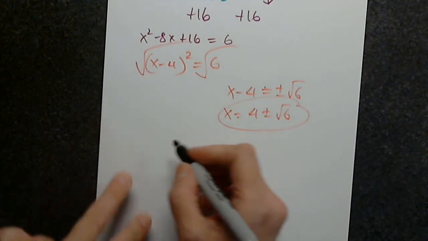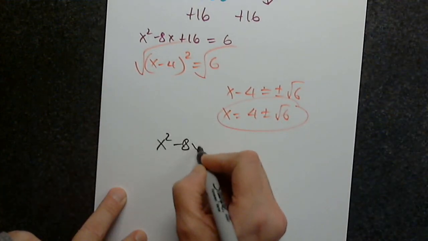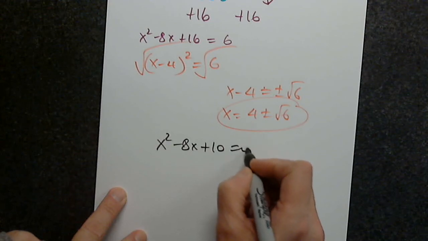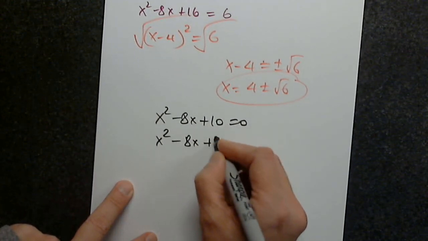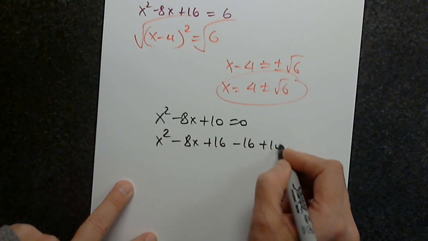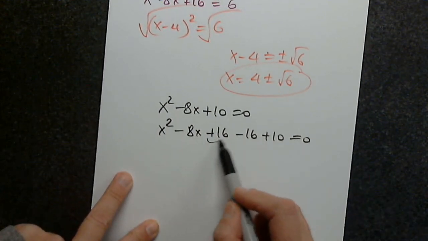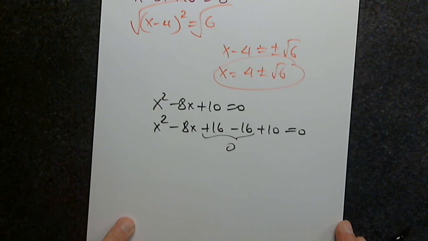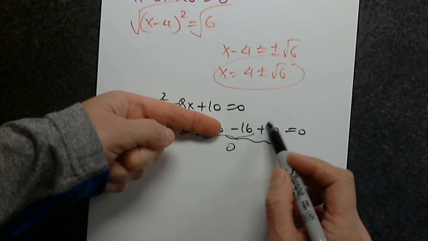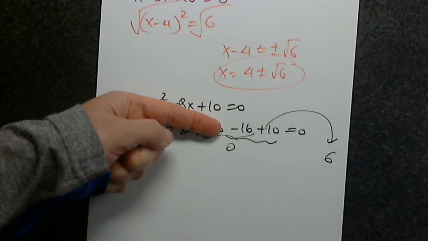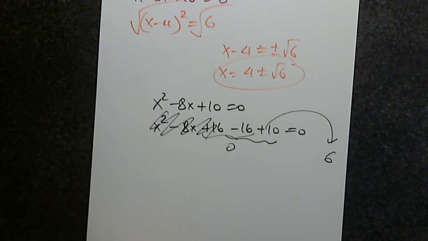So this is the idea. X squared minus 8x plus 10 equals 0. I can do this. Why? I'm adding 0. Nobody cares. I'm not changing anything. But these two will be together and move to the other side. That's what we really do.